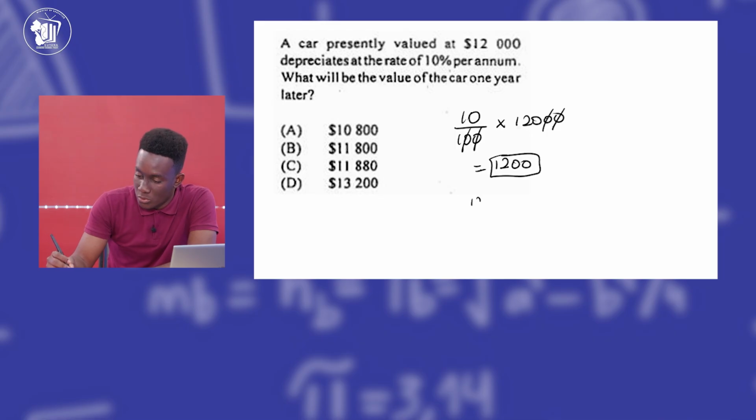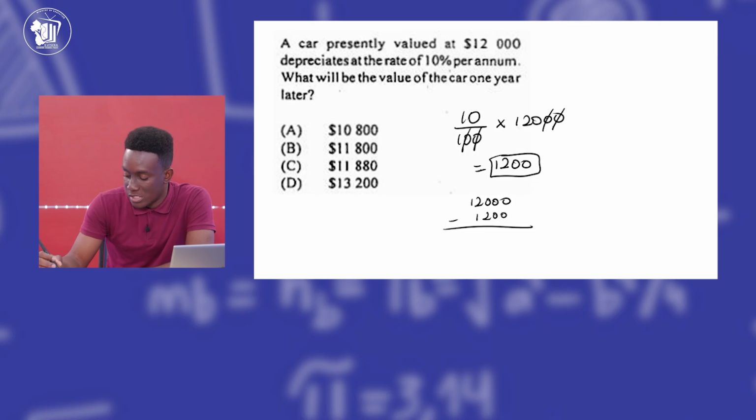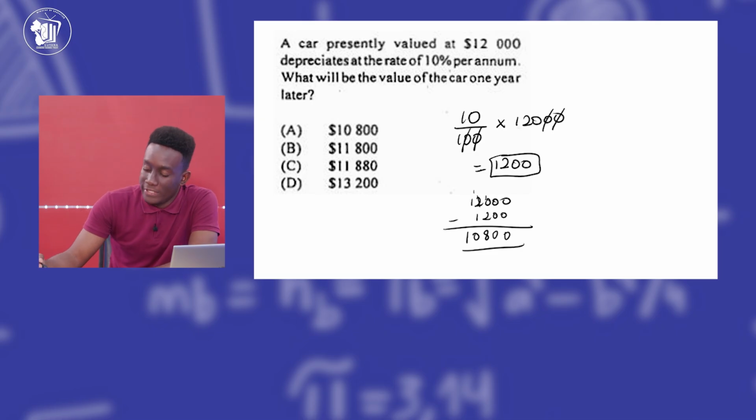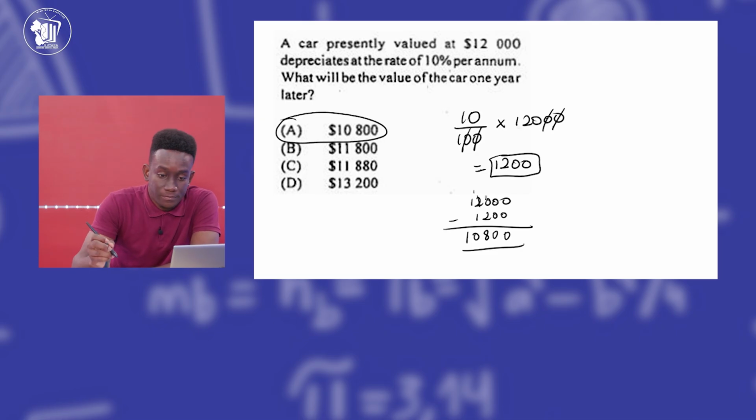So this is 12,000 subtract 1,200. 0 from 0, 0, 0 from 0, 0. Take 1 here, so this would be 2 from 10 would be 8, 1 from 1 would be 0, and you bring down the 1. So the value of the car after 1 year would be $10,800, which is A.